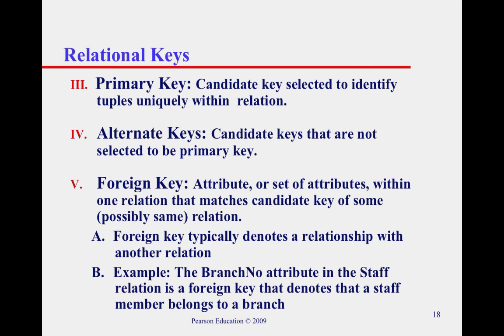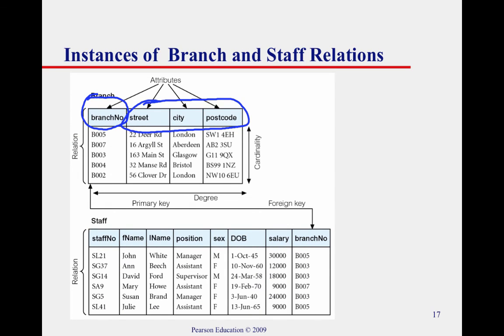Okay, and we've already gone over foreign key. A foreign key is a candidate key in a different relation. So we're basically using a foreign key as a pointer. So it is a candidate key in some other relation. So if we look here, branch number is a foreign key in the staff relation.